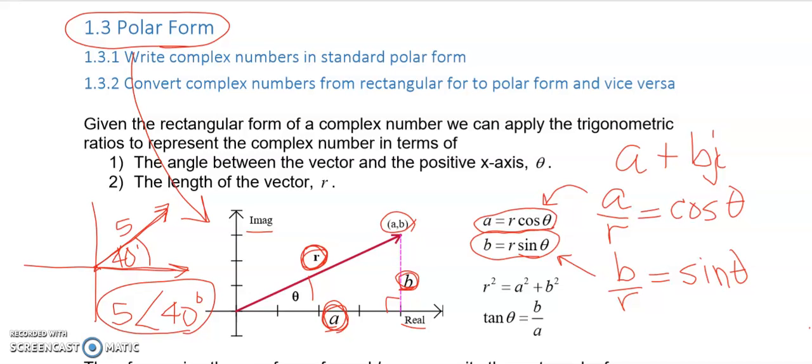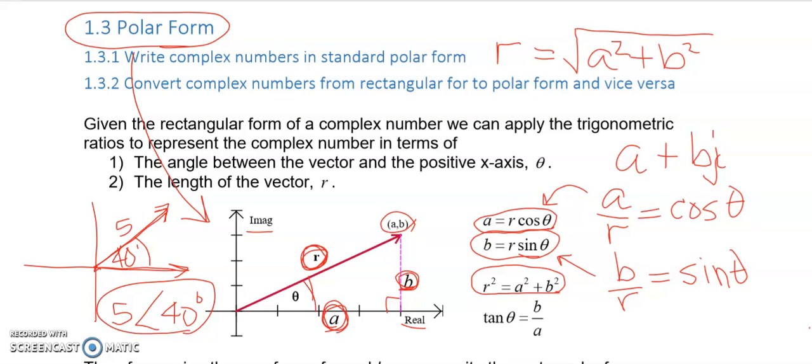How would you calculate the length of r if you knew what a was and what b was? Well, by looking at your triangle, you can clearly see it's an application of the Pythagorean theorem. r squared is equal to a squared plus b squared. Think of r as the hypotenuse of your right triangle. If you get r by itself, it's the square root of a squared plus b squared. That's the version of the formula that we're going to use. r, remember, is always going to be positive, always. But a can be negative and b can be negative.